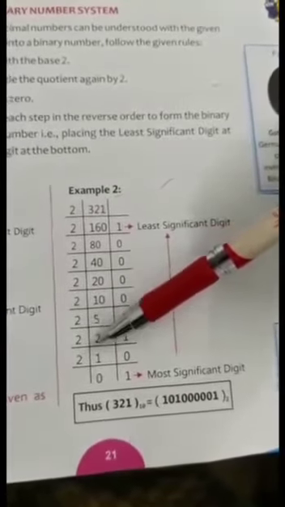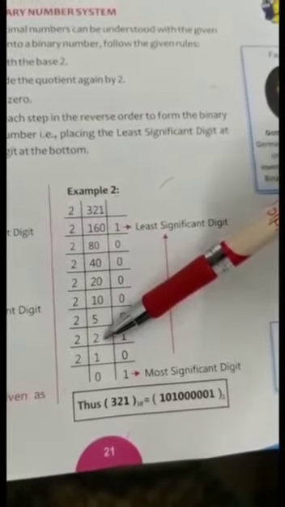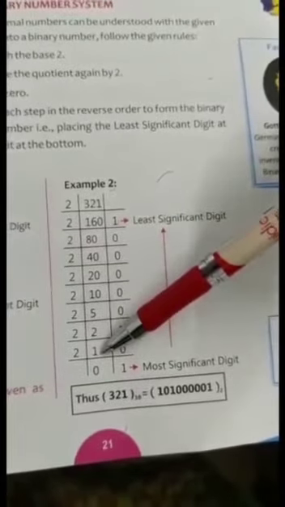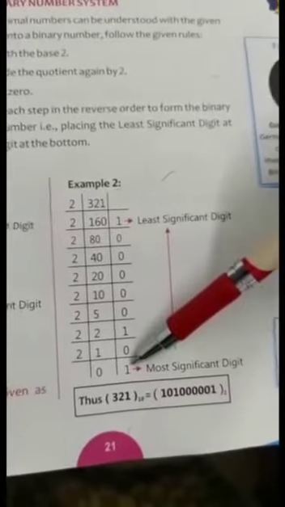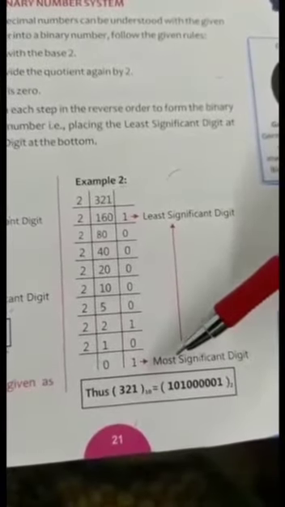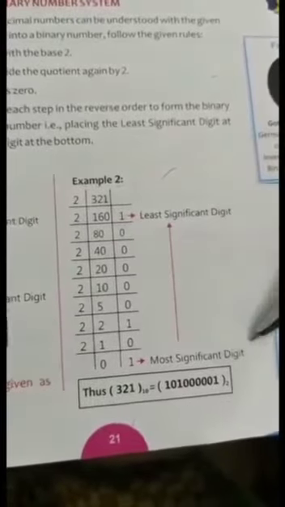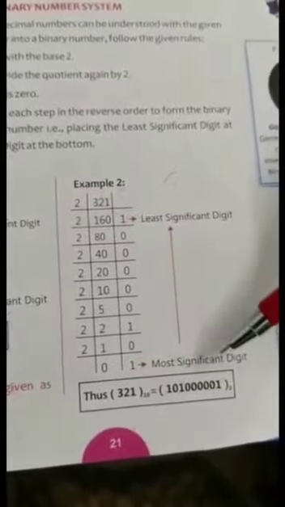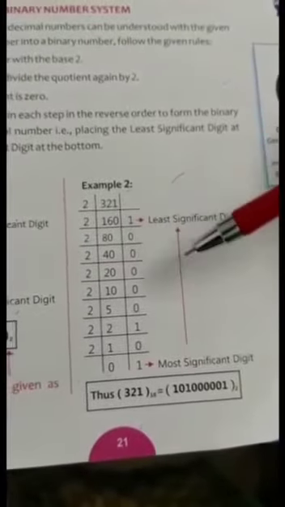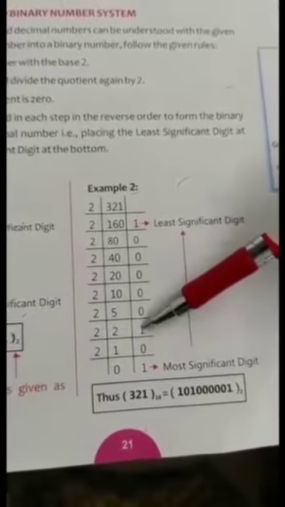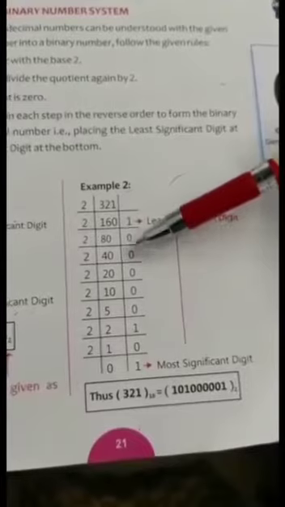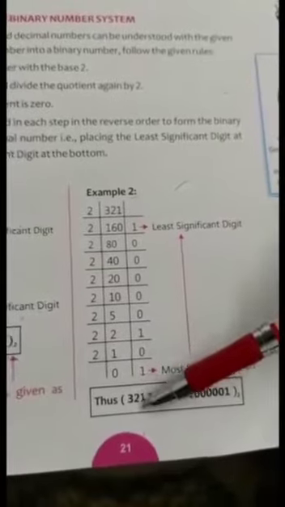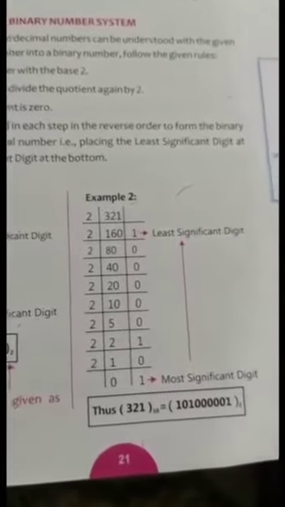2 multiplied by 1 equals 2, remainder is 0. 2 multiplied by 0 equals 0 and remainder is 1. So we will write the binary equivalent starting from the most significant digit till the least significant digit. The most significant digit is at the bottom and the least significant digit is at the top. 101000001, and its base is 2 because the decimal number has been converted into the binary number system.